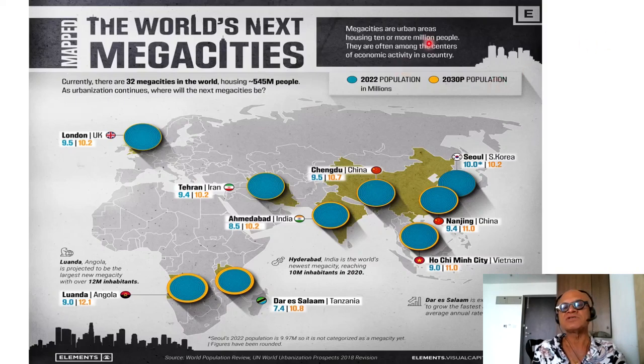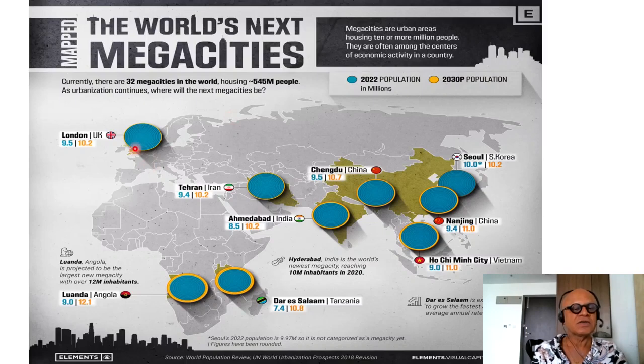Megacities are urban areas housing 10 or more million people. They're often among the centers of economic activity in a country. So Mumbai, for example, is the financial capital of India, and New York City is the financial capital of the US, as it is often referred to by people. Currently there are 32 megacities in the world housing 545 million people. As urbanization continues, where will the next megacities be?